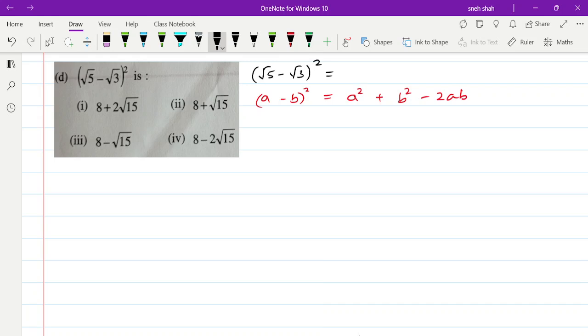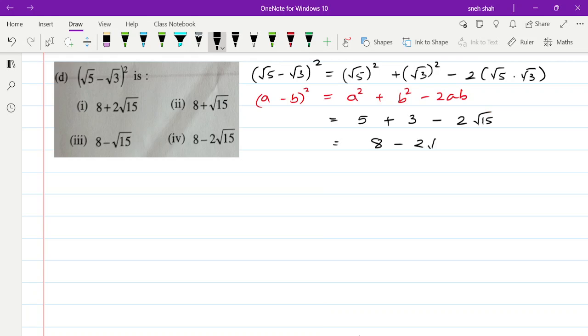So in this question, we can write this as root 5 square plus root 3 square minus 2 times root 5 into root 3, which can be solved as root 5 square is 5 plus root 3 square is 3 minus twice of 5 threes are 15, which is 8 minus 2 root 15, and that is the answer. So the correct option will be option number 4.